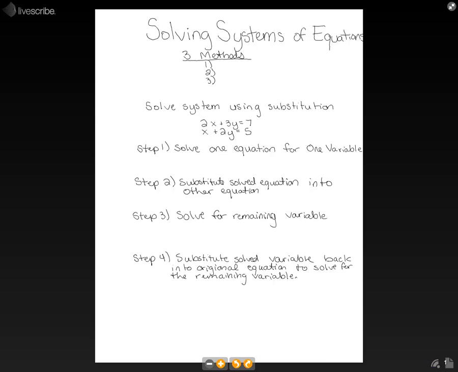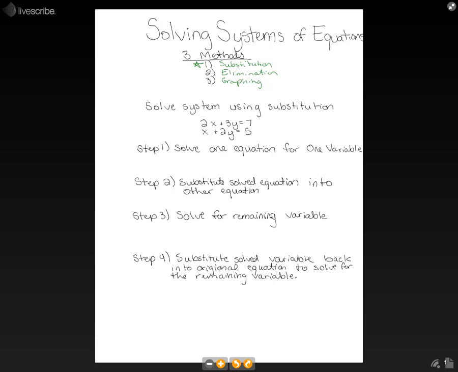Solving systems of equations. There are three methods that you commonly use to solve systems of equations. That's substitution, elimination, and graphing. Today we're going to look at substitution. So, we're going to solve the system we have below using substitution.